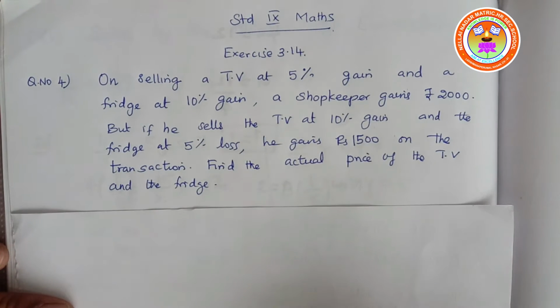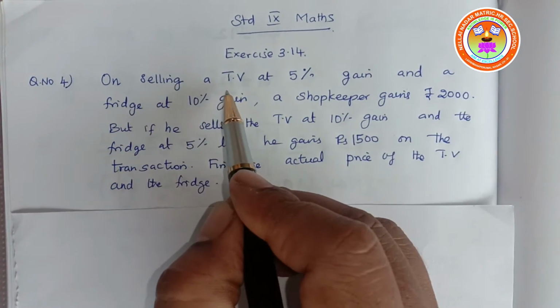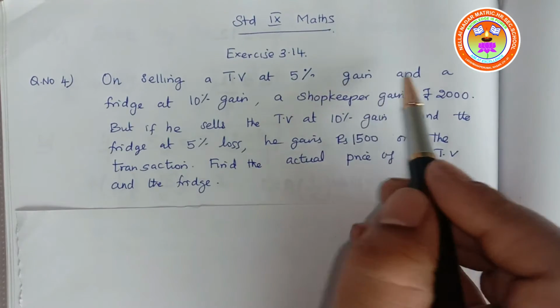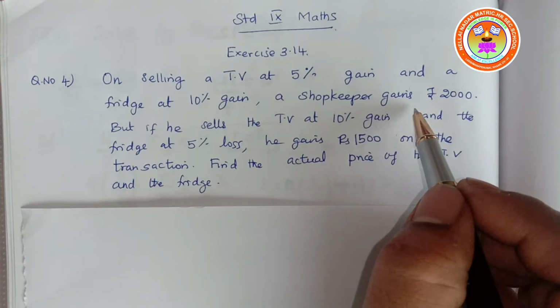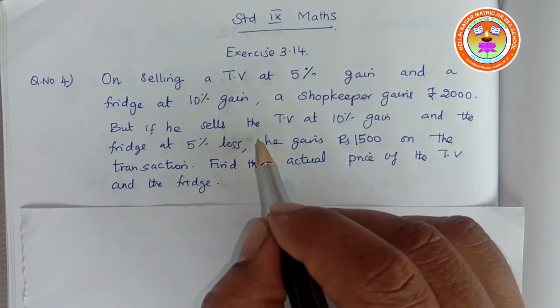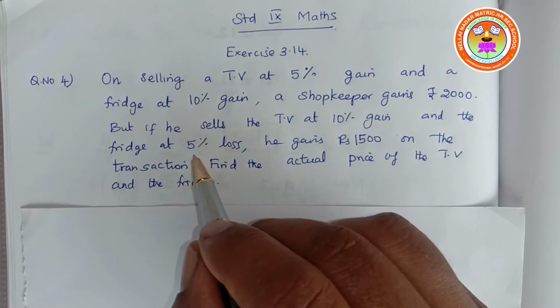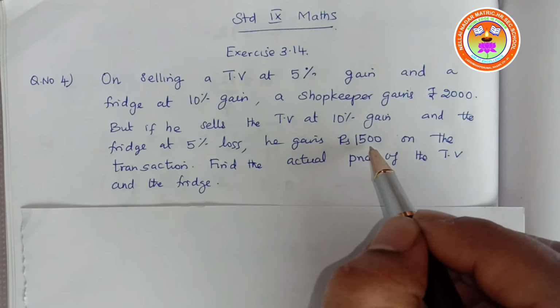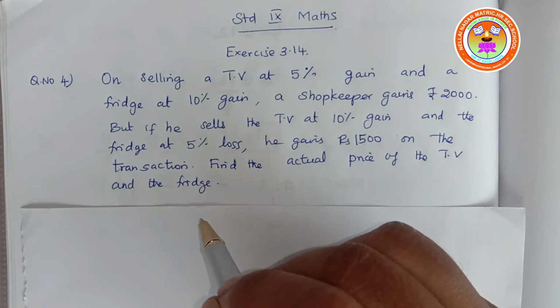You are going to see Standard 9th Maths, continuation of exercise 3.14, question number 4. On selling a TV at 5% gain and a fridge at 10% gain, a shopkeeper gains rupees 2000. But if he sells the TV at 10% gain and the fridge at 5% loss, he gains rupees 1500 on the transaction. Find the actual price of the TV and the fridge.